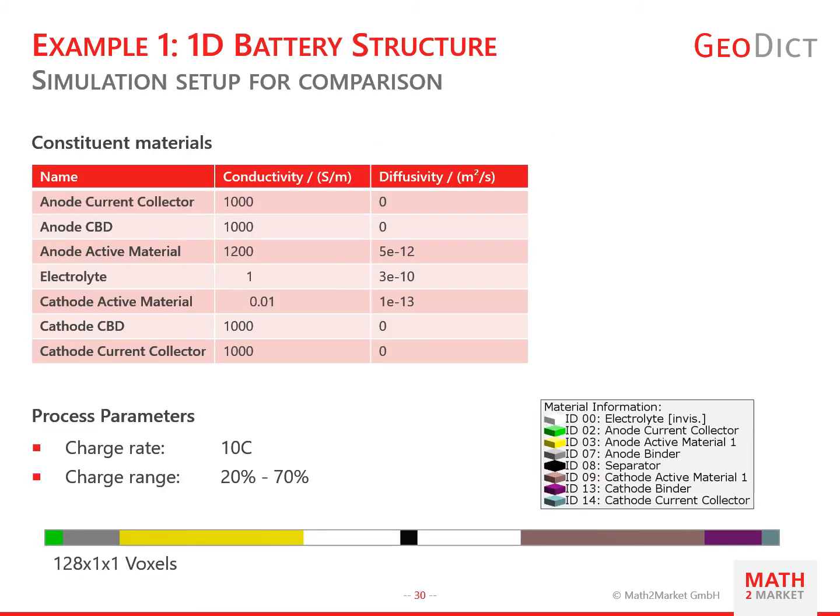In our first example, a 1D battery structure is used as shown in the bottom. The anode active material is shown in yellow and the cathode active material is shown in brown. Conductivities are equal for current collectors and the carbon black and binder. Here, the anode active material has a much higher conductivity than the cathode active material. The cathode active material is less diffusive than the anode active material, and the diffusivity of the electrolyte is much higher. We use a charge rate of 10 C and we charge from 20 to 70%.